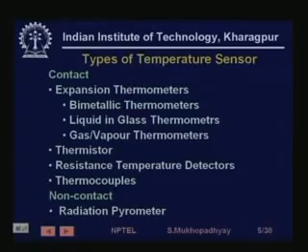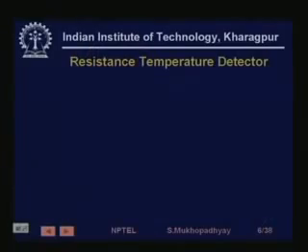Similarly, among the non-contact types, we will look at the radiation pyrometer, which does not directly get into the medium, but takes the radiation out from the medium, maybe through a window or an aperture, and that radiation itself is used for sensing the temperature. Such things are called radiation pyrometers. Let us start with resistance temperature.